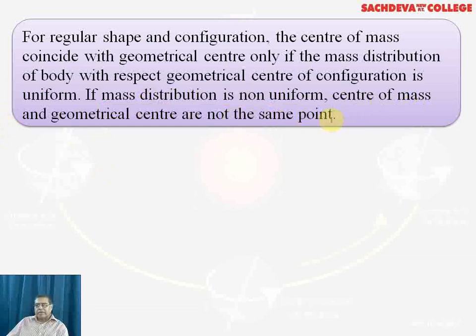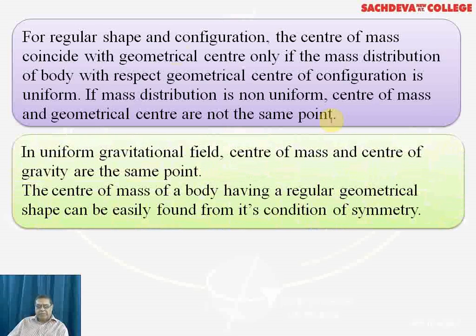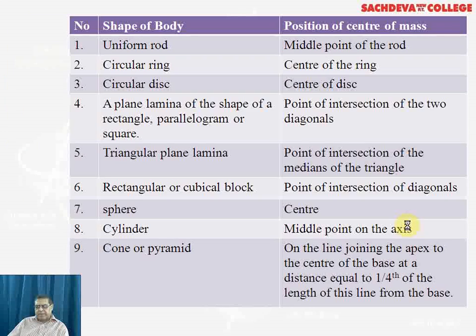So the geometrical center and the center of mass will be the same, for example, in the case of a sphere. But if the mass is non-uniform, then the geometrical center and the center of mass will always be different. Now in a uniform gravitational field, the center of mass and the center of gravity are the same point. The center of mass of a body having regular geometrical shape can be easily found from its condition of symmetry. Now what exactly is the condition of symmetry?